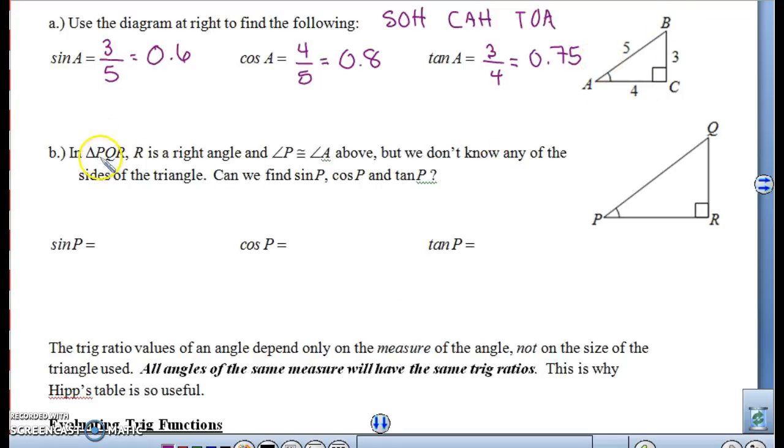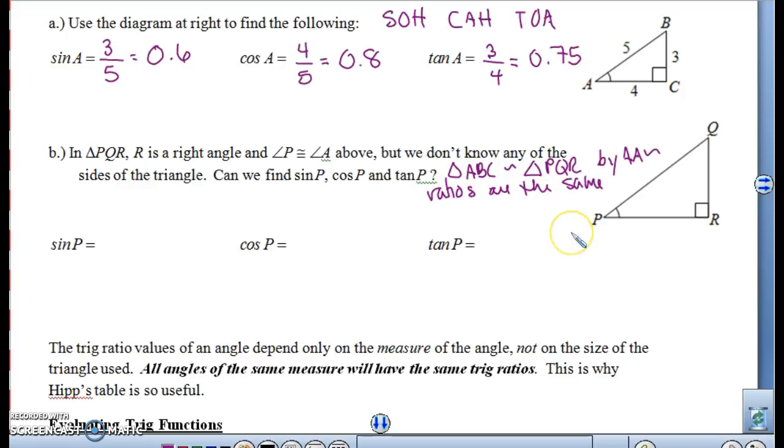All right, now, PQR, this triangle over here, R is a right angle, and P and A are congruent. These two angles are congruent, but we don't know any of the sides of the triangle. Can we find the sine of P, the cosine of P, and the tangent of P? Well, if this is a right angle and this is a right angle, and these two angles are congruent, what do we know about those two triangles? Well, that means that triangle ABC is similar to triangle PQR by angle-angle. So that means the ratios of the sides are in proportion. So the ratios are the same.